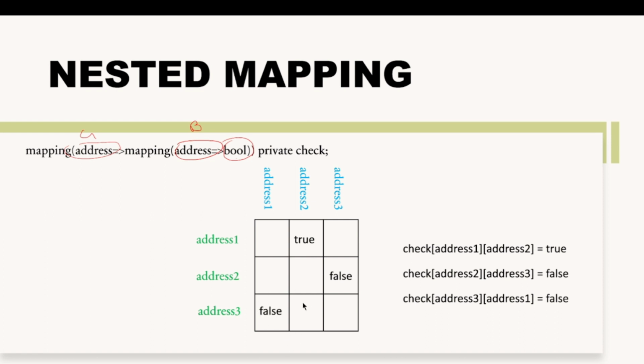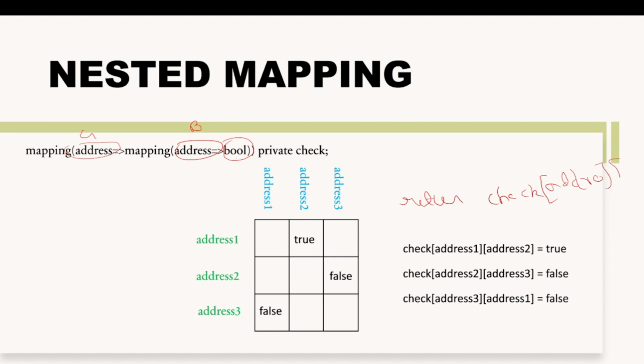So the value will be inserted here. This is how you can insert values inside your nested mapping, and this is also how you can fetch values from your nested mapping by just writing return, and simply doing the variable name, this variable name check, and then the value of this row, which is actually the key value of this particular mapping, address 1 like this.